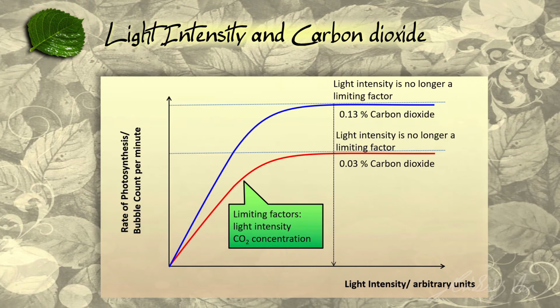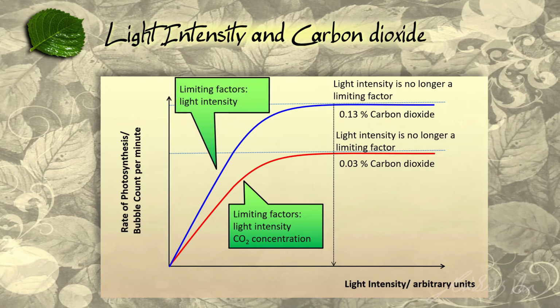But for the graph of 0.03% carbon dioxide concentration, at the part where the graph is increasing, the limiting factors will be light intensity as well as carbon dioxide concentration, because I know that at that point, when I increase the light intensity, the rate of reaction will go even higher. And when I increase carbon dioxide concentration, I can see that the rate of photosynthesis is also higher.